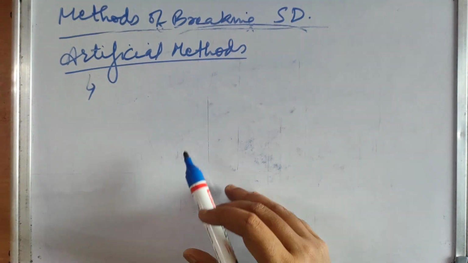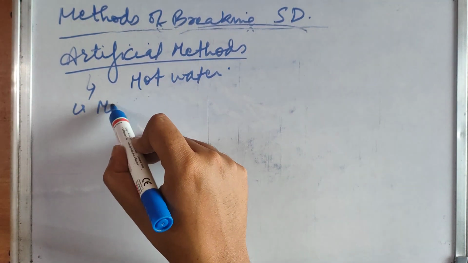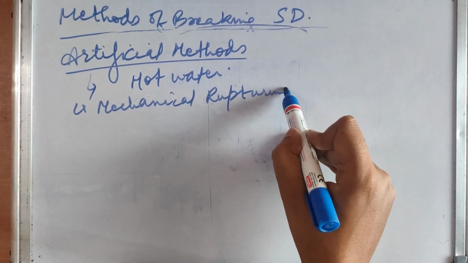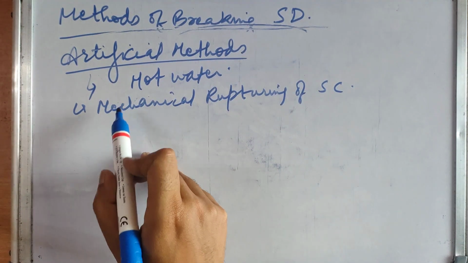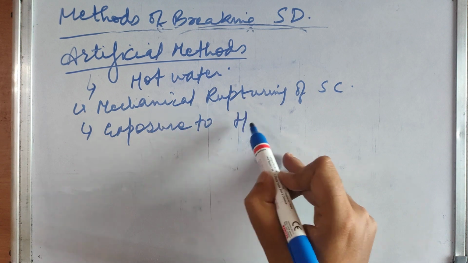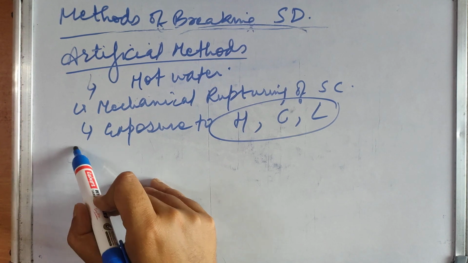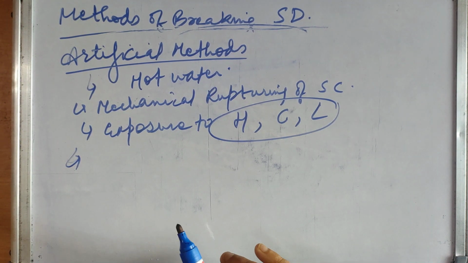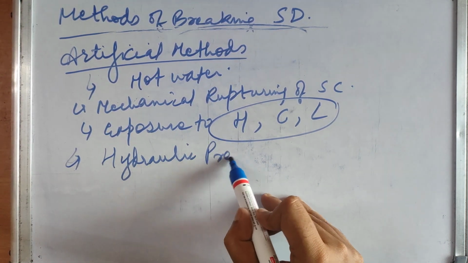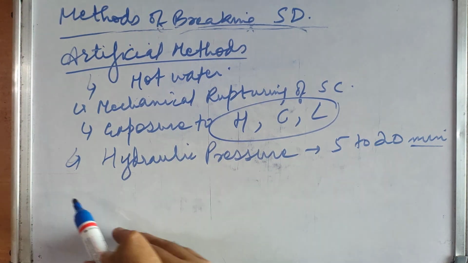Artificial methods include the action of hot water, mechanical rupturing of the seed coat, and exposure to heat, cold and light. You can also say simultaneous exposure to heat, cold and light. We will give heat for some time, then cold for some time, then extreme light or low light for some time. Apply hydraulic pressure on seeds for 5 to 20 minutes, depending on the hardness of the seeds.